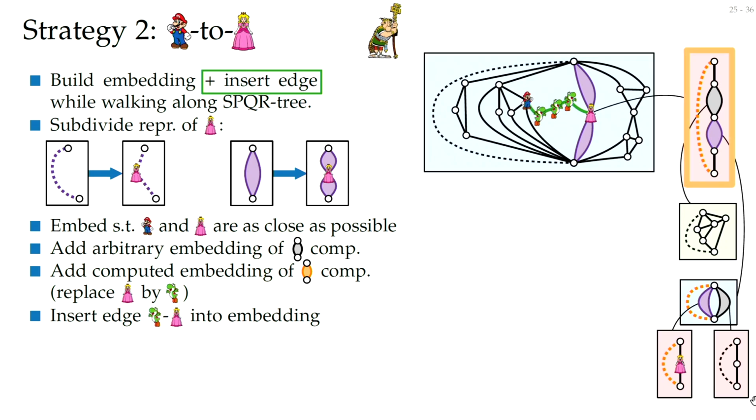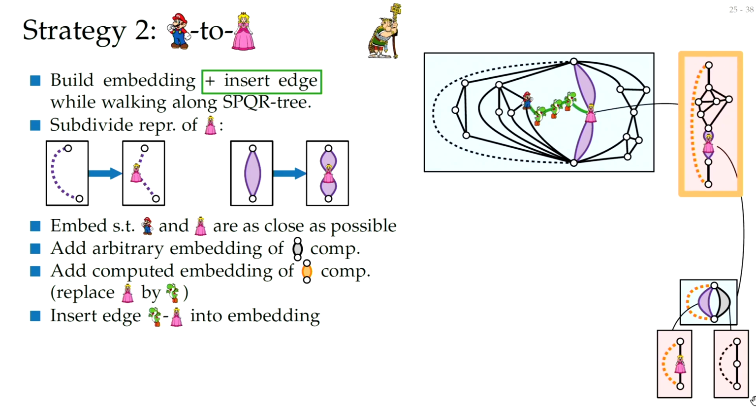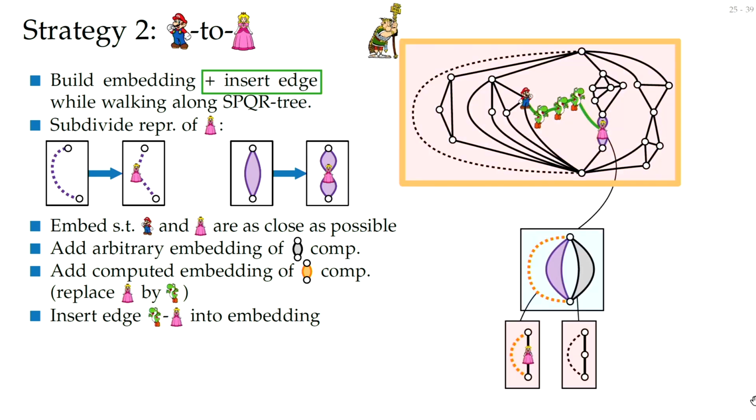The next one is here. Now this is not really a parent, but this is a child. But since we're just walking along the tree, we can do the same procedure. There's one component that we don't care about. Here we have to put Peach into the component. We're in an S node. We don't have to change any embedding. So just replace this. And now put this whole part here where the reference edge is. So around this. And we get this part.